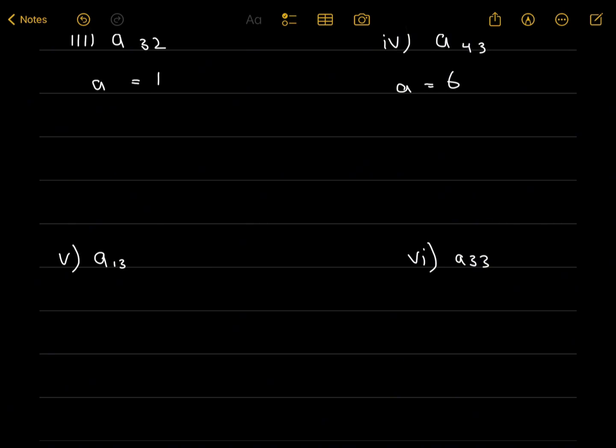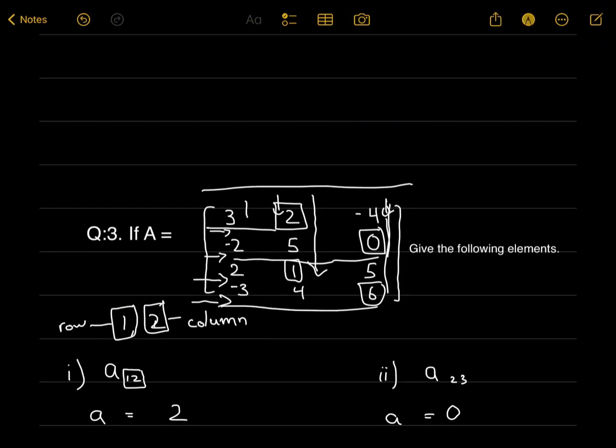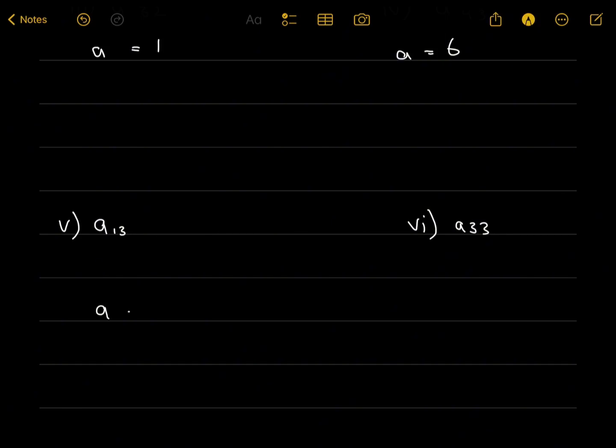Another, part 5, A13 is present in the first row and third column. This is the first row and third column. So this is -4. Okay, A13 is -4.